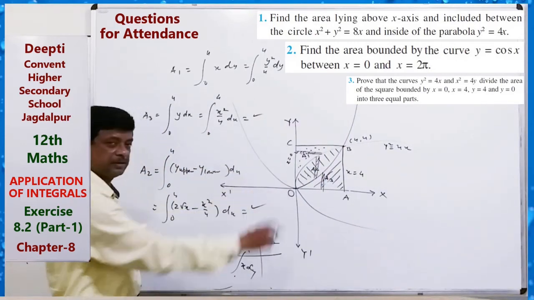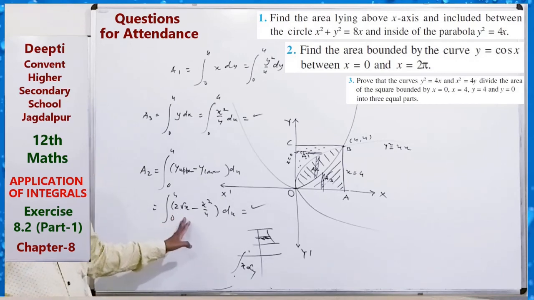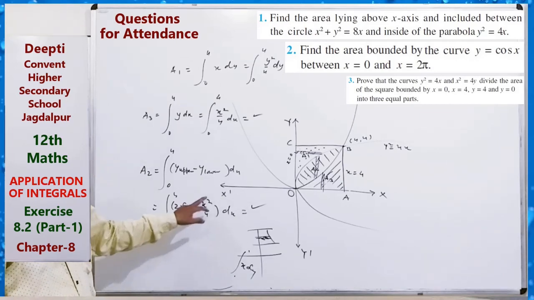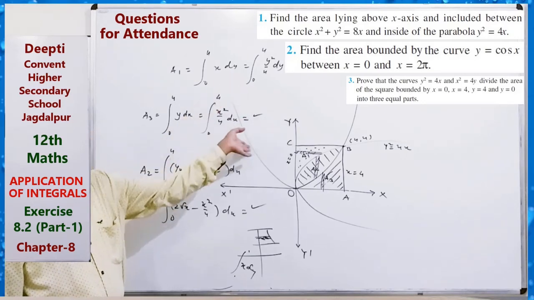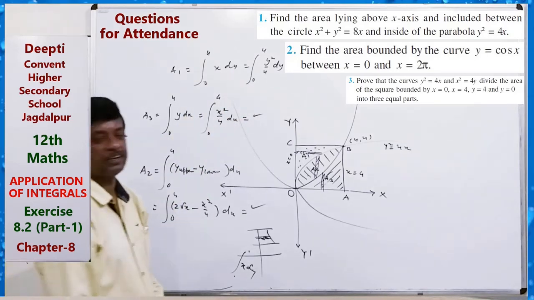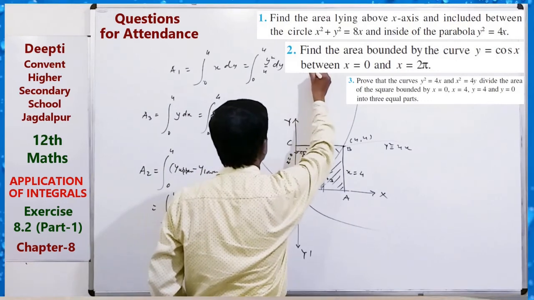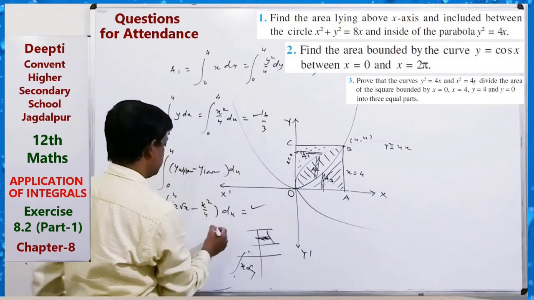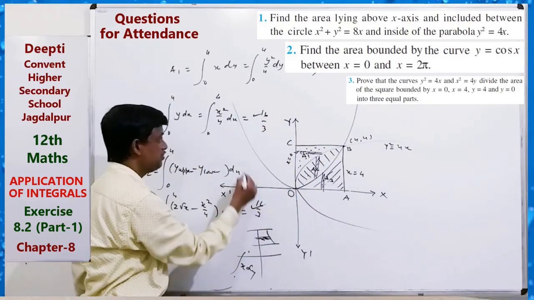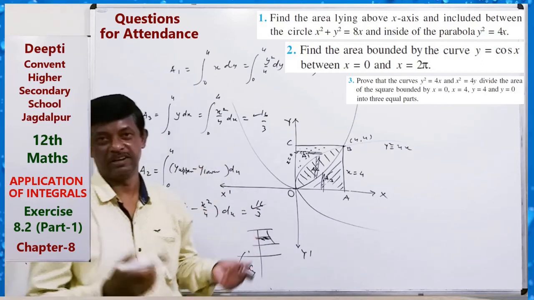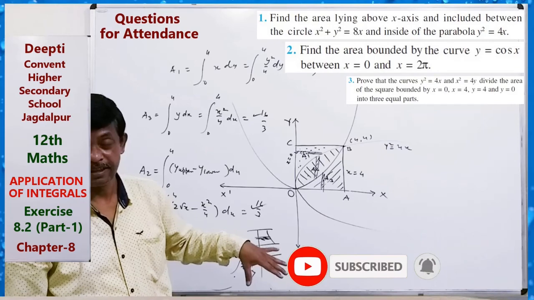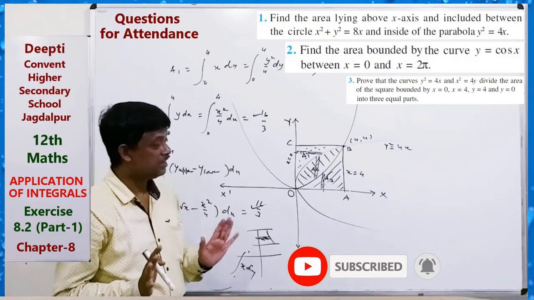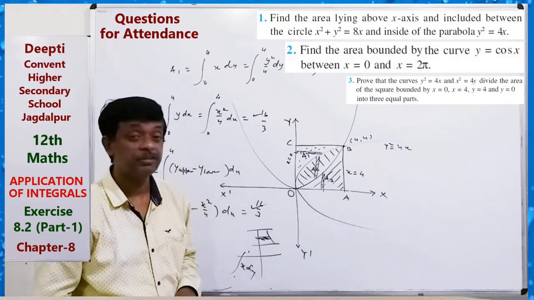So you can solve it. Very simple. X power 3 by 2 by 3 by 2, x cube by 3, here x cube by 3, and put limits, and you can get the value 16 by 3, 16 by 3, 16 by 3. Okay, so these three parts are equal. So you have to do these three questions very neatly and clearly in your copy and send to me for your attendance. Okay.